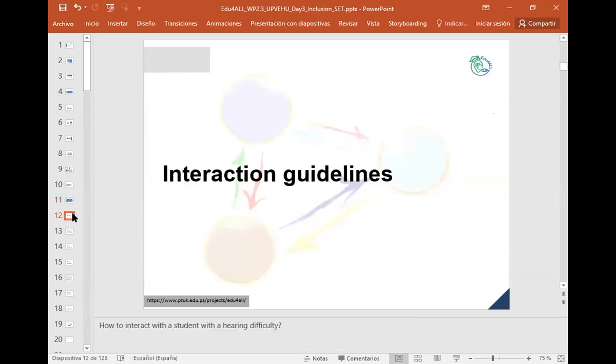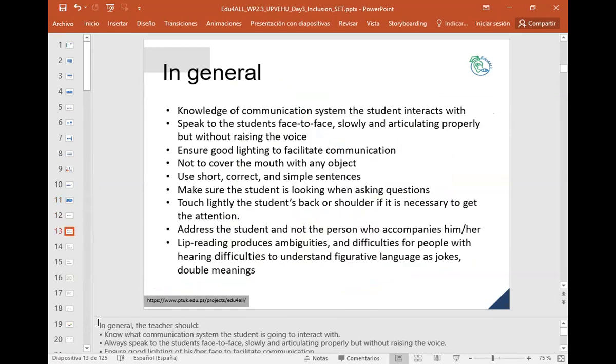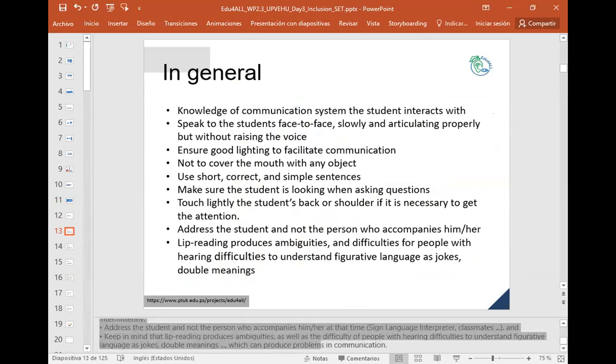How to interact with the students with a hearing difficulty. In general, the teacher should know what communication system the student is going to interact with. Always speak to the students face to face, slowly and articulating properly but without raising the voice. Ensure good lighting of his/her face to facilitate communication. Must be careful not to cover his/her mouth with any object, hand, pen. Try to express with short, correct, and simple sentences.